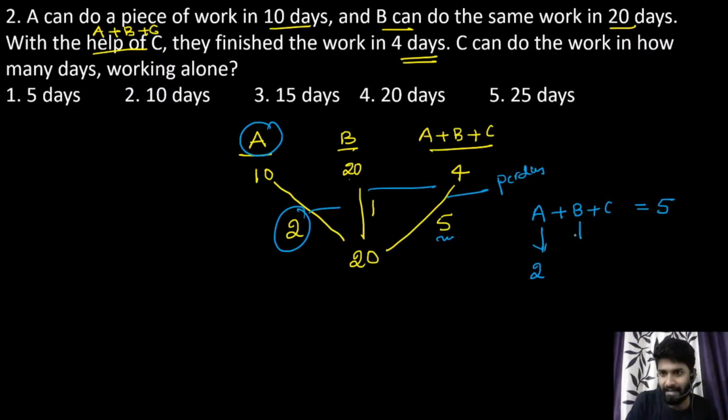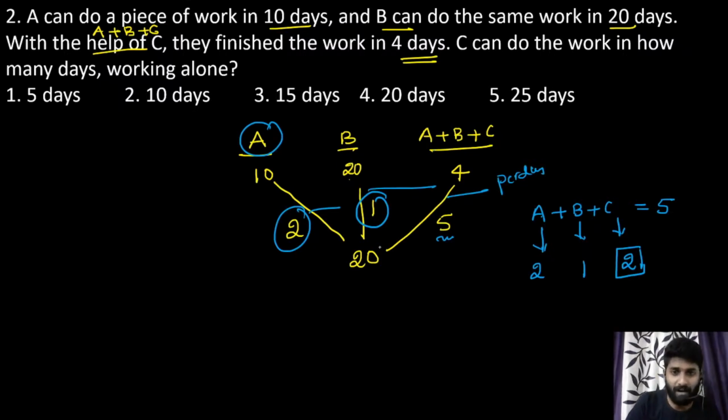Now B's efficiency is equal to 1 unit. If the sum of all these parameters is 5, with A being 2 and B being 1, then definitely C's value is 2. So I can say that the efficiency of C is equal to 2 units, guys.